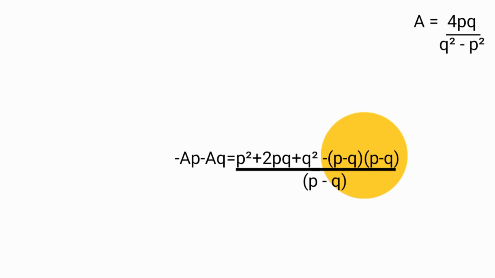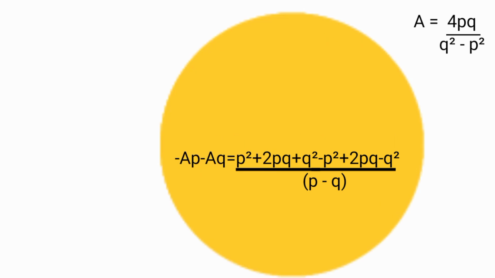Expanding now, minus p times p is minus p squared, minus p times minus q is plus pq, minus q times p is plus pq, and minus times minus q times minus q is minus q squared. Here plus pq plus pq is 2pq. So substituting here now, minus ap minus aq is equal to p squared plus 2pq plus q squared minus p squared plus 2pq minus q squared all over p minus q.